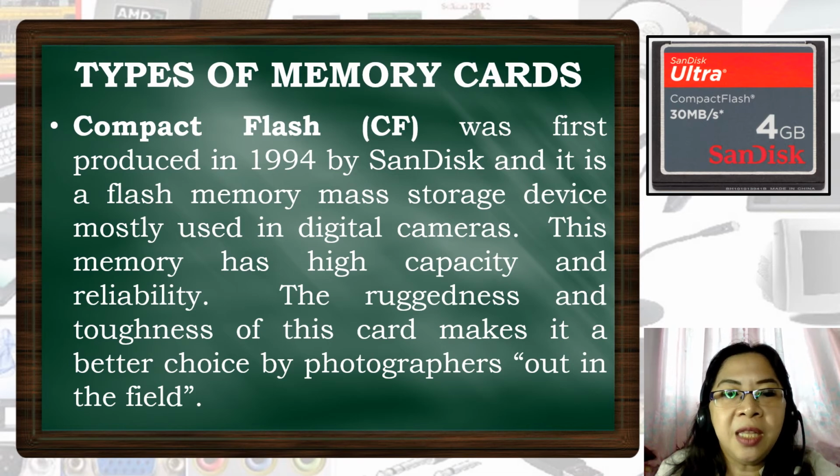We have different types of memory cards. The first one is the Compact Flash or CF. It was first produced in 1994 by SanDisk, and it is a flash memory mass storage device mostly used in digital cameras. This memory has high capacity and reliability. The ruggedness and toughness of this card makes it a better choice for photographers out in the field.